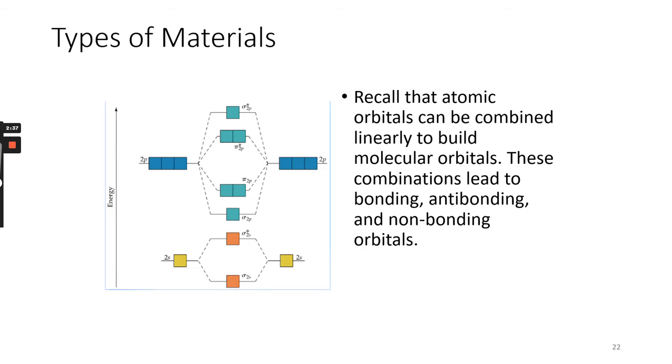So again, these were the molecular orbital diagrams that we talked about in our last video. Recall that atomic orbitals can combine linearly to build these molecular orbitals. You start with low energy first and you work your way up. And this can lead to bonding, anti-bonding, and some non-bonding orbitals where nothing is in them.